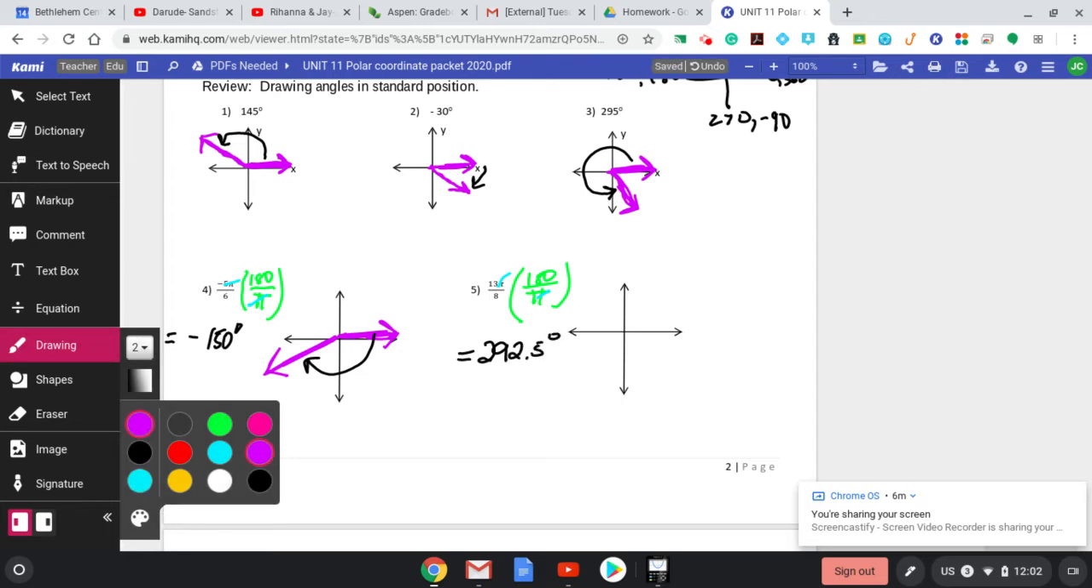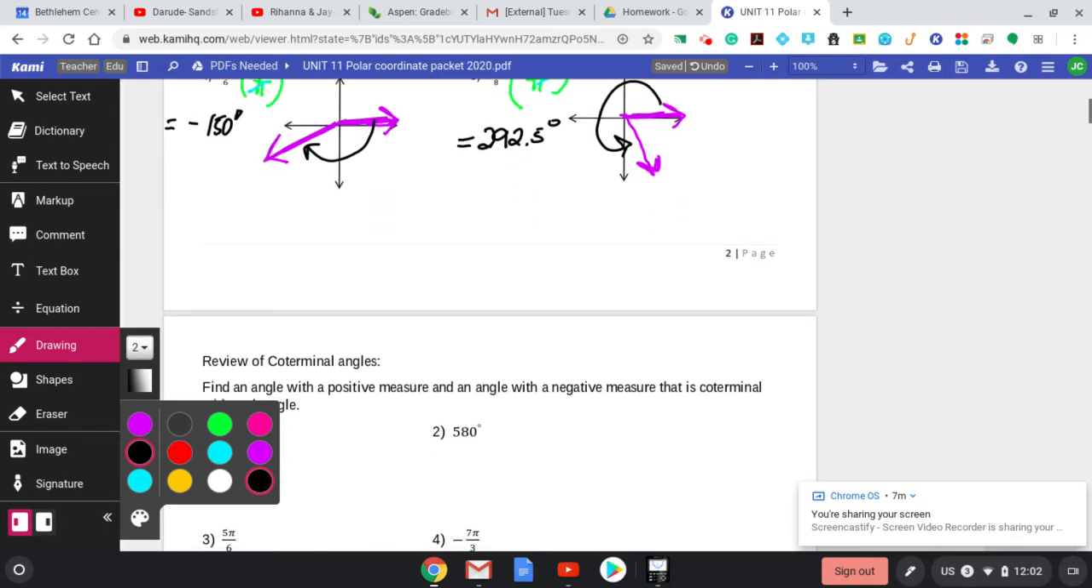Okay, so let's go get your initial side set up. Let's see, 292, that should be in quadrant 4, closer to 270. There it is. And let's get our rotation arrow going in a counterclockwise direction. Okay, so drawing your angles in standard position. All right, so hopefully something's coming back now from when we did this in the fall.